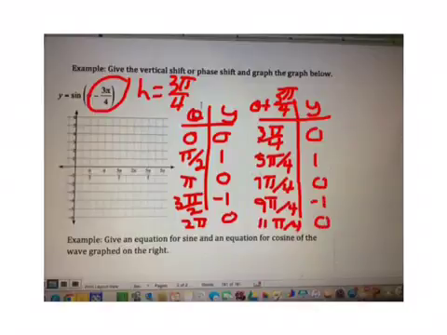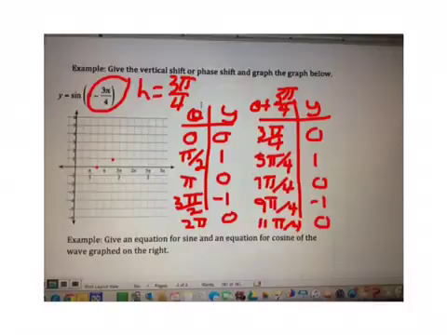Okay, now we have to graph it. So 3 pi over 4 is just pi over 4 less than pi. That's 45 degrees less than pi. So that would be the point right here. 5 pi over 4 is 45 degrees past pi. So we want that right here.